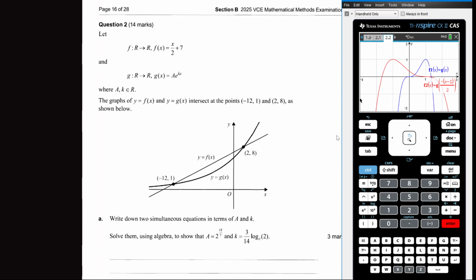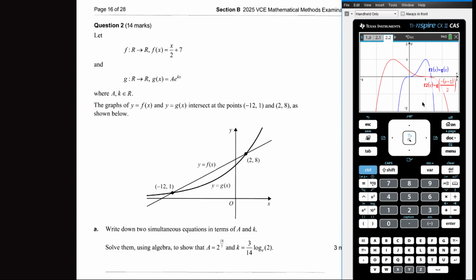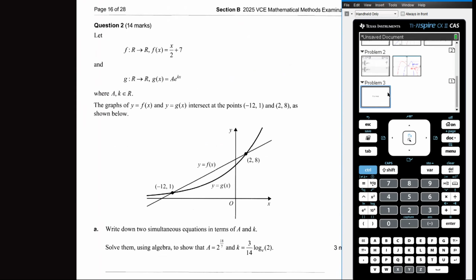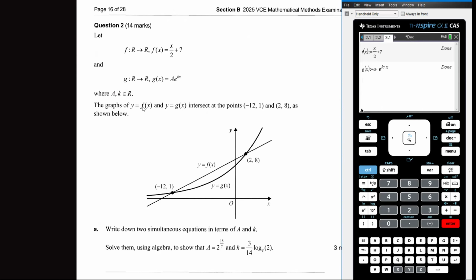Okay, question 2. You have these two functions. Just define them. These two numbers to be shown, but what I can do is I'll keep the a and the k first in the definition. Now, these two graphs intersect at (-12, 1) and (2, 8), as shown below.